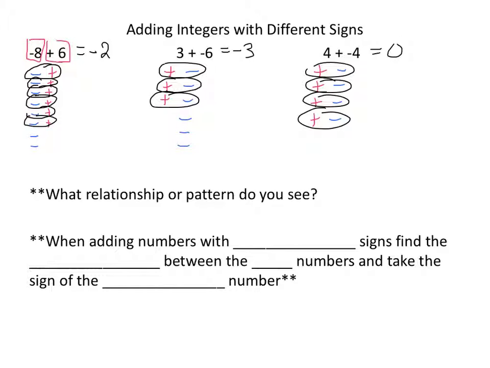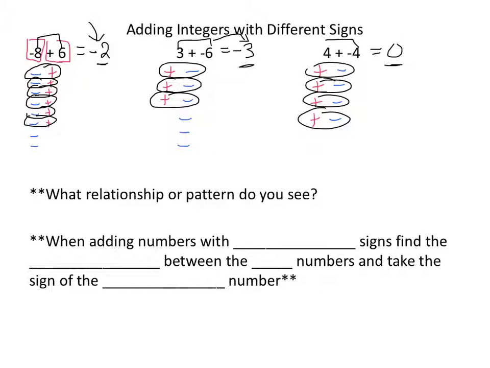So what relationship or pattern do you see? Well, if we're looking at the values, 8 and 6 have a difference of 2. 3 and 6 have a difference of 3. 4 and 4 have a difference of 0. Here, 8 is a negative, and we ended up with a negative 2. Here, 6 was a negative, and we ended up with a negative 3.